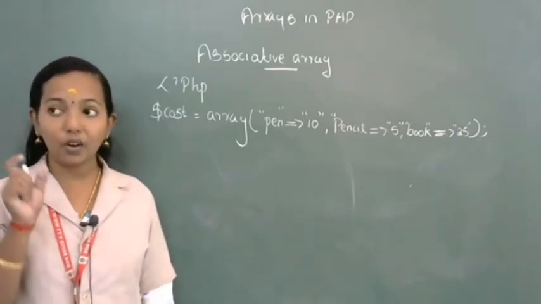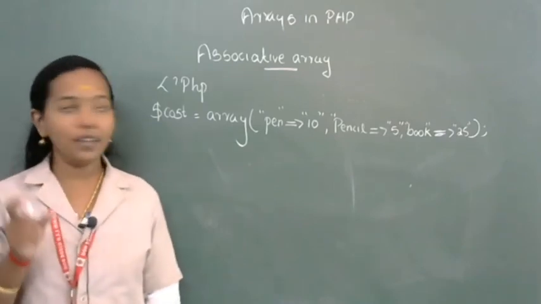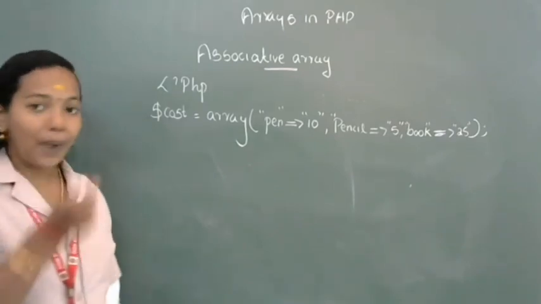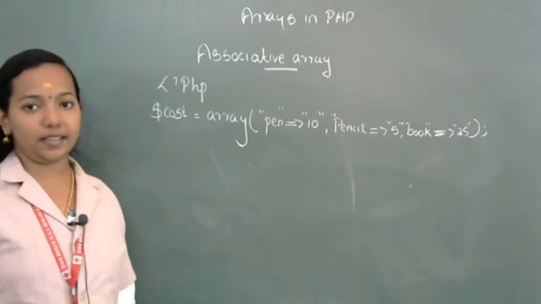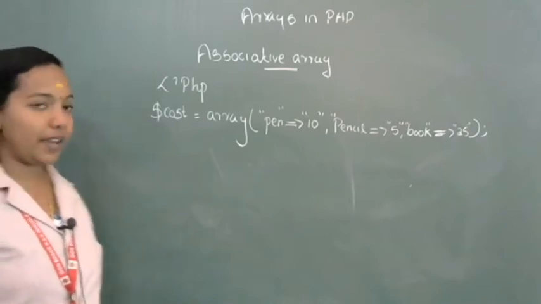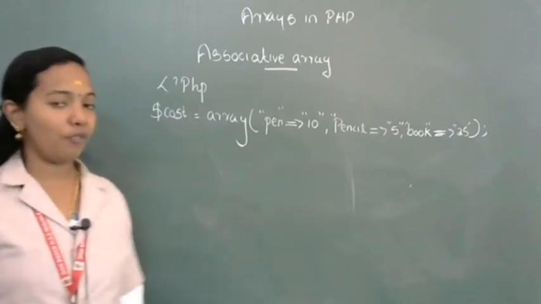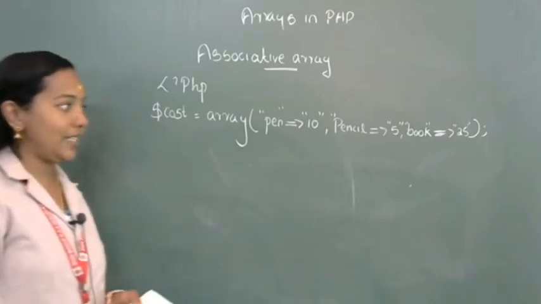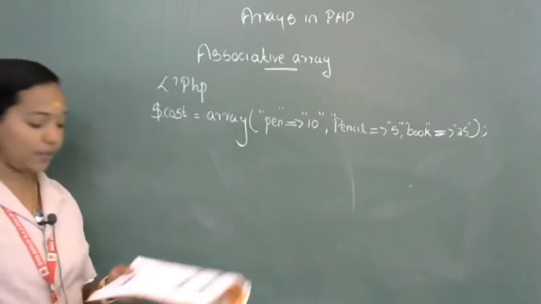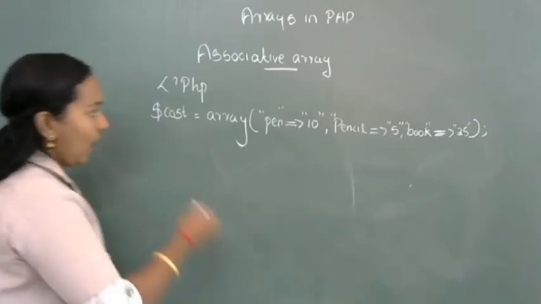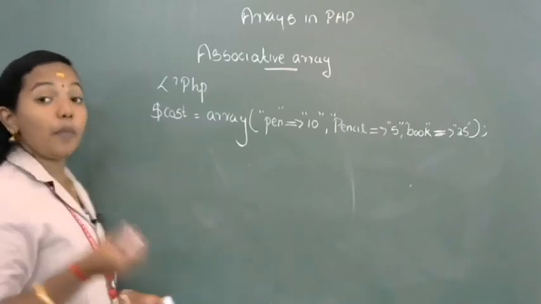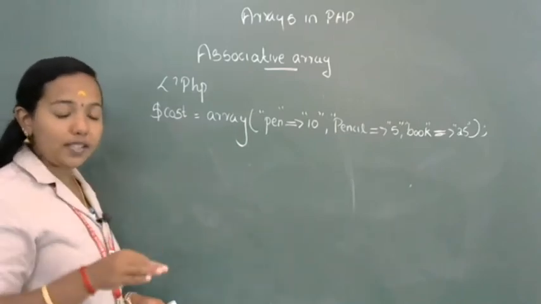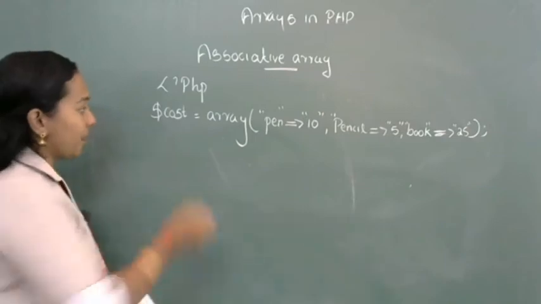So along with, what is the array name here? Cost. Then item along with the price is mentioned here. What is its price? 10. Pen, price of pen is equal to 10, pencil is equal to 5, book is equal to 25. Then I am going to print a statement, or I am going to print the cost and item name.